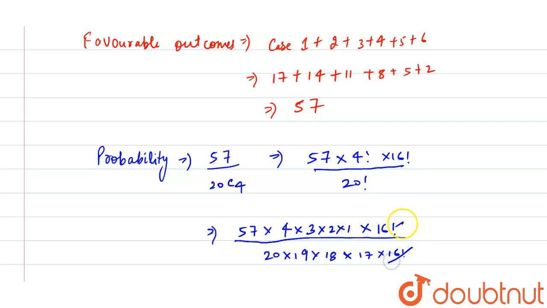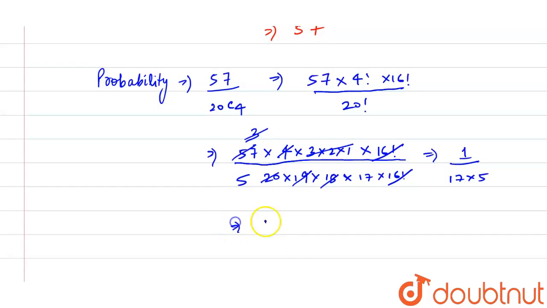So 16 factorial and 16 factorial cancel out. This 19 cancels with 57 by 3, and this 4 cancels with 20 by 5, and the value that we get is 3 into 3, that is 9, into 2 is 18. So this 18 cancels out with this 18. So the value that we get is 1 divided by 5 multiplied by 17, and this value is equal to 1 by 85. So the probability of these numbers forming an AP is 1 by 85.